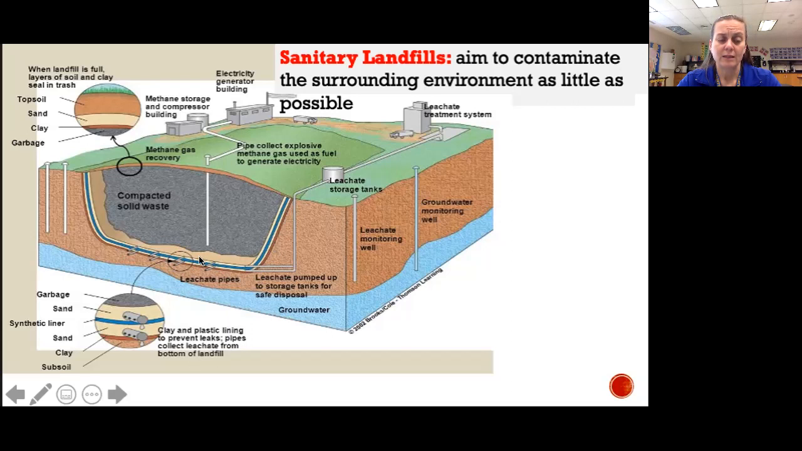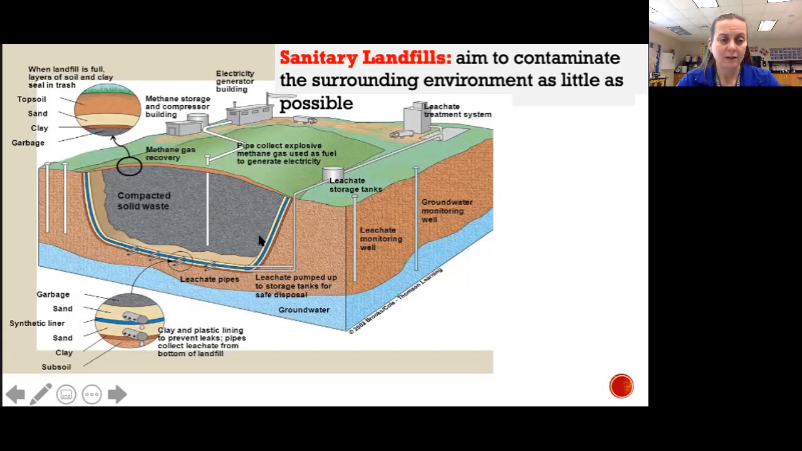And so these sandy areas are run through with what they call leachate pipes. And so any water that comes through this compacted waste in the landfill is collected in this sandy area and collected by the leachate pipes and held in by this clay liner. So that deals with the leachate part of the problem.